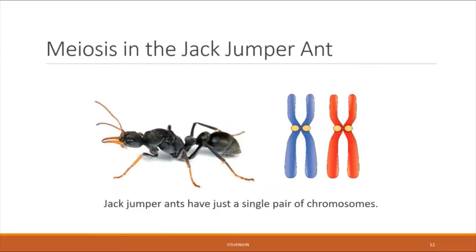So we're going to walk through the steps of meiosis, and for simplicity's sake, we are going to focus on an organism that only has a single set of chromosomes, which I mentioned in the last lecture, is this type of ant called the jackjumper ant native to Australia. So this will allow us to see exactly what's going on with the chromosomes, and we don't have to pay attention to too many chromosomes at the same time because there's only one pair that we're paying attention to.